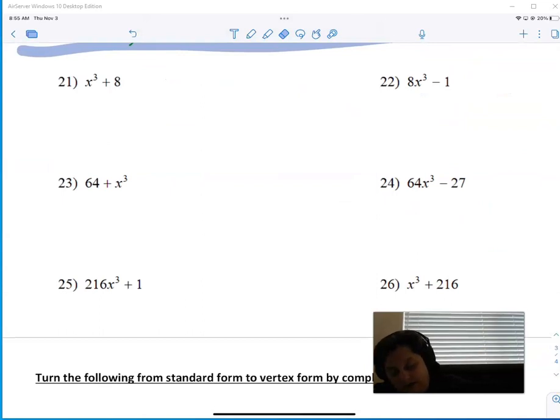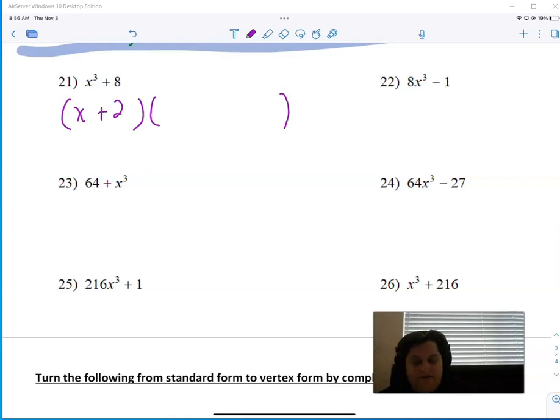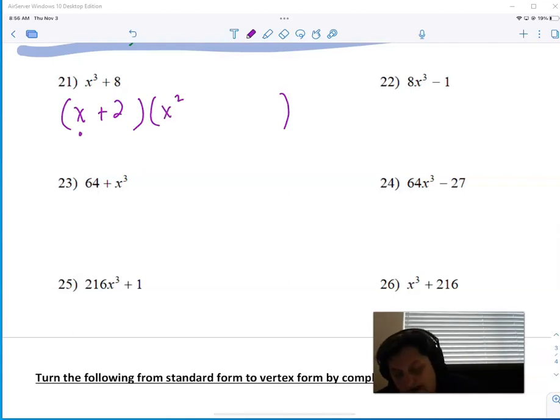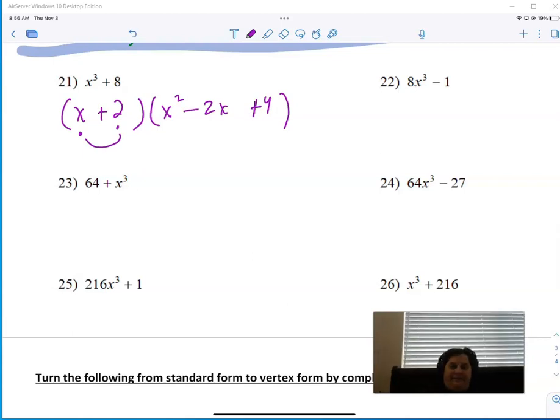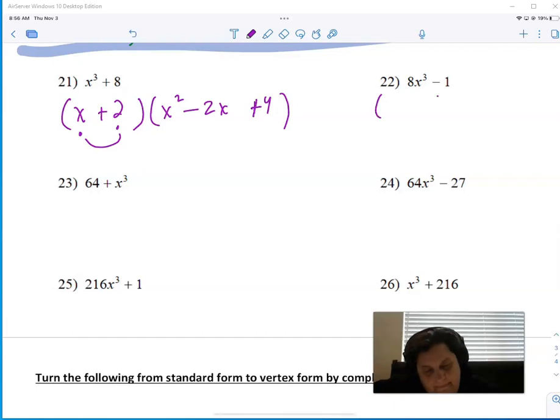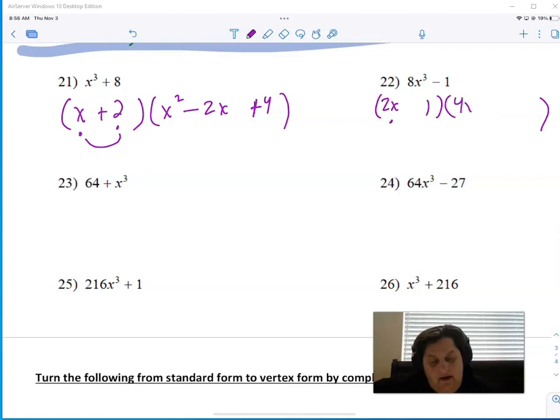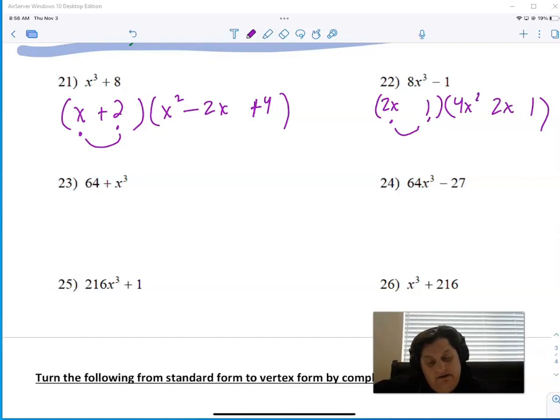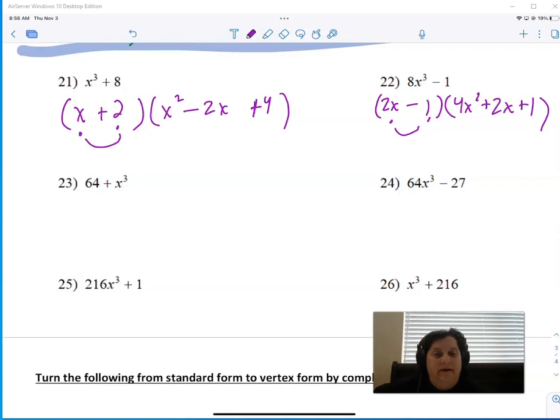Okay? Here's the pattern. You take the cube roots, you square them, you join them, and then you go same, opposite, always positive. Okay? So my cubes here would be 2x and 1. Square that would be 4x squared. Square that would be 1. Join them would be 2x. And it's same, opposite, always positive. Okay?